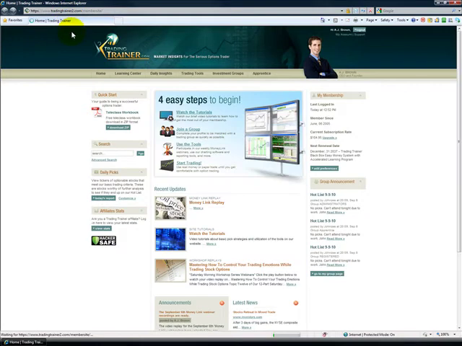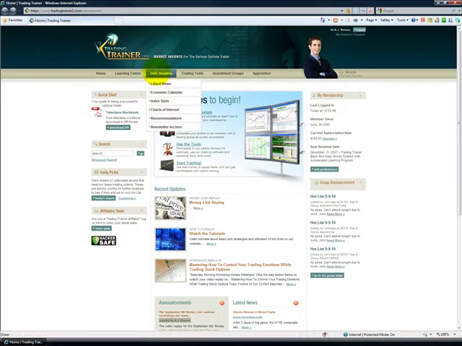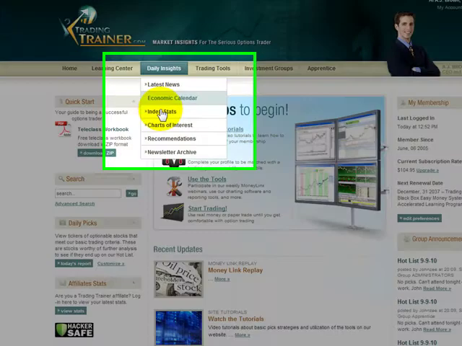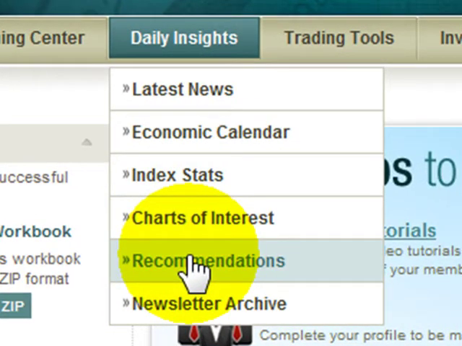Once I've logged into the Learning Community web portal, team, I'm going to go to the Daily Insights tab, and I'm going to ask that you go to the Recommendations sub-tab. Please go ahead and click on Recommendations. Look at the recommendations for tomorrow's trading session. Also, please listen to the audio commentary that you'll find there. Pay special close attention to the opening and closing comments. You'll glean a lot from them.